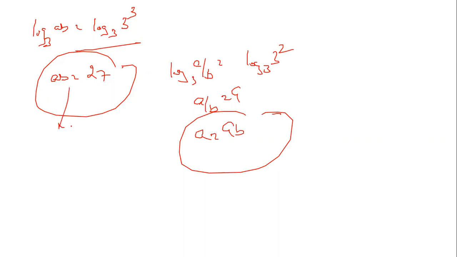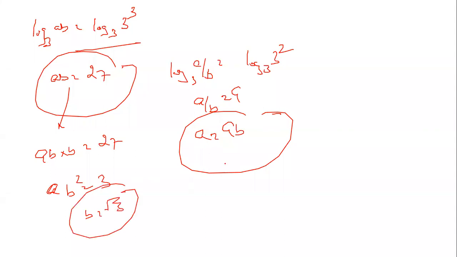And AB is equal to 27. If A is 9B, 9B into B is equal to 27, that means B square is equal to 3. B is equal to root 3. If B is equal to root 3, that means A is equal to 9 root 3. क्या निकालना है? The value of A plus B upon AB.